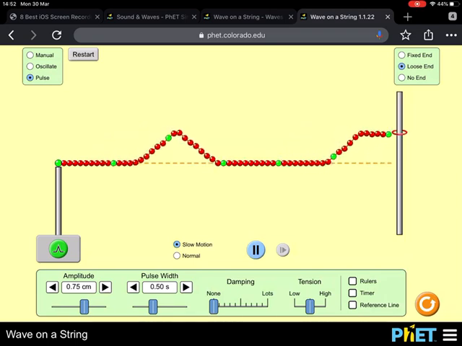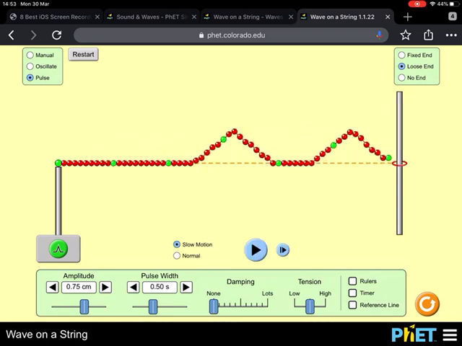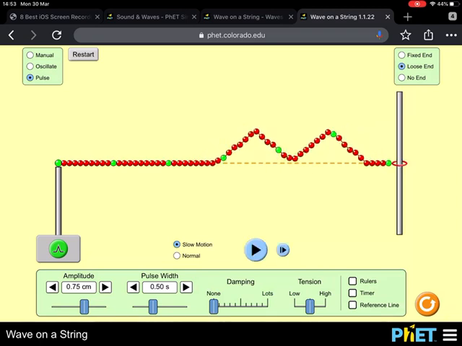So we've got two pulses above the equilibrium position, and now they're coming towards each other. The left pulse is moving to the right, and the pulse that's on the right is moving to the left. So select slow motion. Now notice how the waves are starting to superimpose on each other. Notice how you get one big wave that's actually twice as high as each individual wave. So each individual wave's got an amplitude of 0.75.